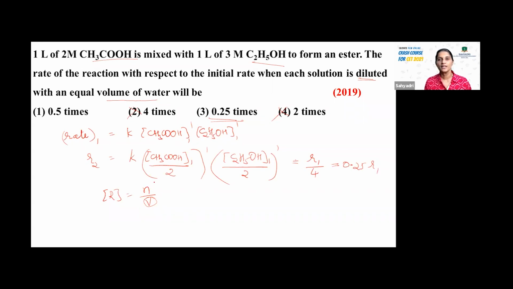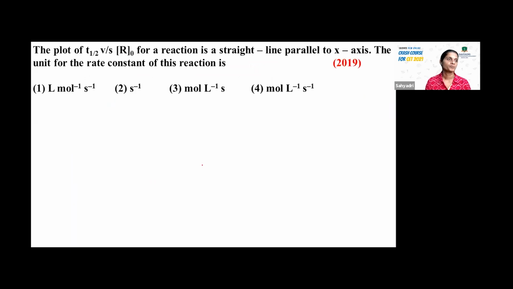Correct. See, it's simple. You have, say, 1 cup of juice, where you have added more sugar, which was sufficient for 2 glasses of juice. Now you add 1 more cup of water. So what happens? The total sugar is the same, but the sweetness concentration has decreased. It becomes half. Did you understand? Okay, next question. This is again a 2019 question.